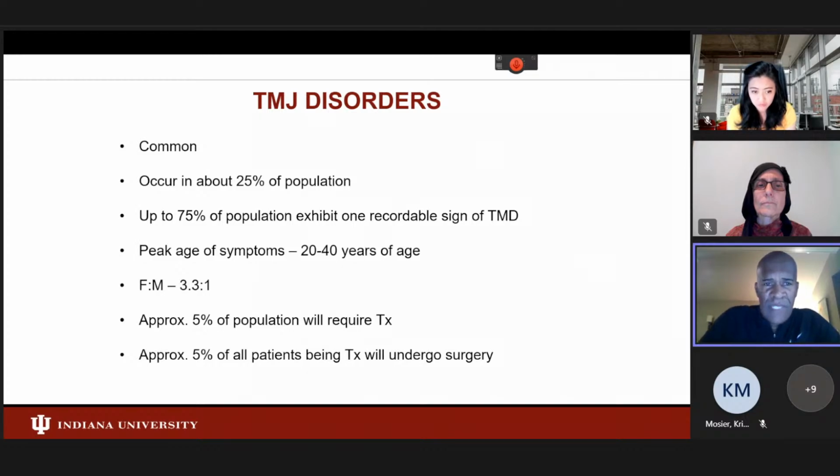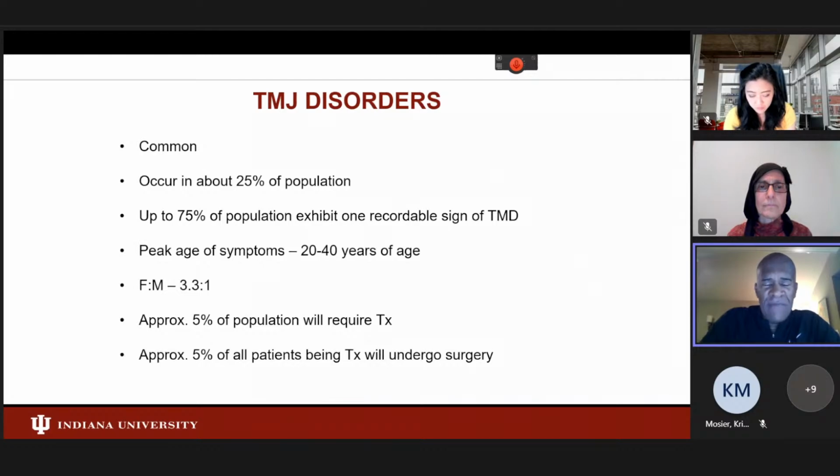The first thing to start off by saying is that TMJ disorders are extremely common in the population. Depending on what literature you read, anywhere between 25 to 40% of the population will at some point in their lives have problems with their jaw joint. So it's a very common problem. It's like backache, it's out there.